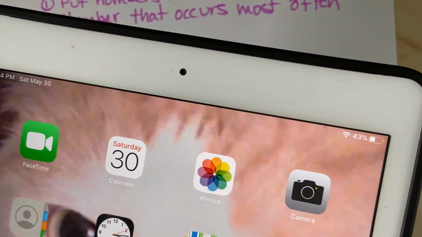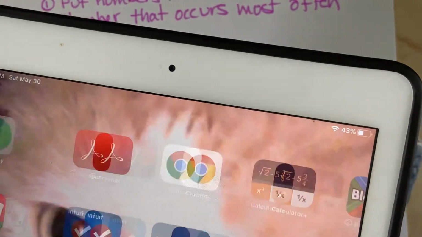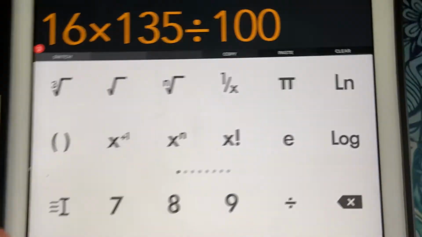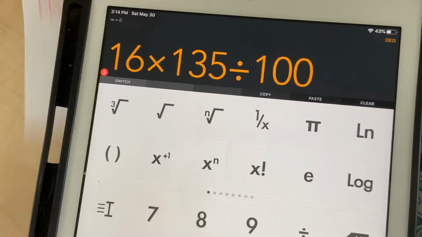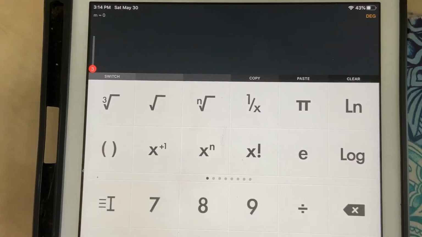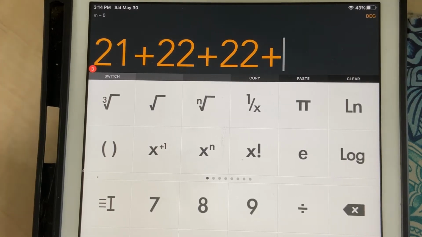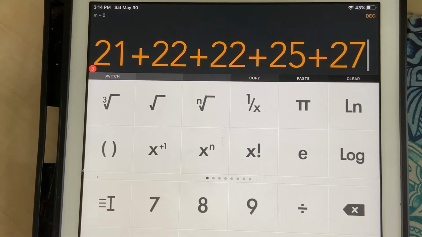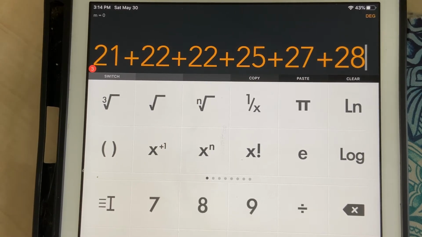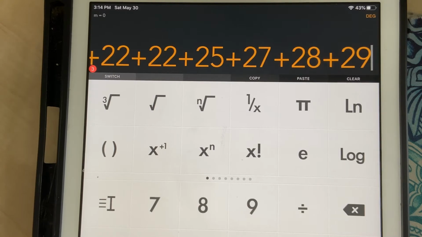Awesome, still my calculator. There it is. All right, so if I add these numbers up, I have 21 plus 22 plus, there's another 22, I gotta put them both in. 25 plus 27 plus 28 plus 29. I didn't have a 29, what am I doing?